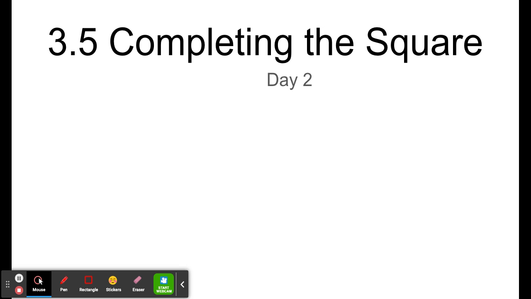Okay, so this is the second part of our 3.5 lesson on completing the square. Before, in the first day, we talked about what number we needed to complete the square, and then how to take that perfect square trinomial that we create and write it in factored form as a square of binomials. So today we're going to use that same method and apply that to turning an equation from standard form into vertex form. So let's take a look at that.